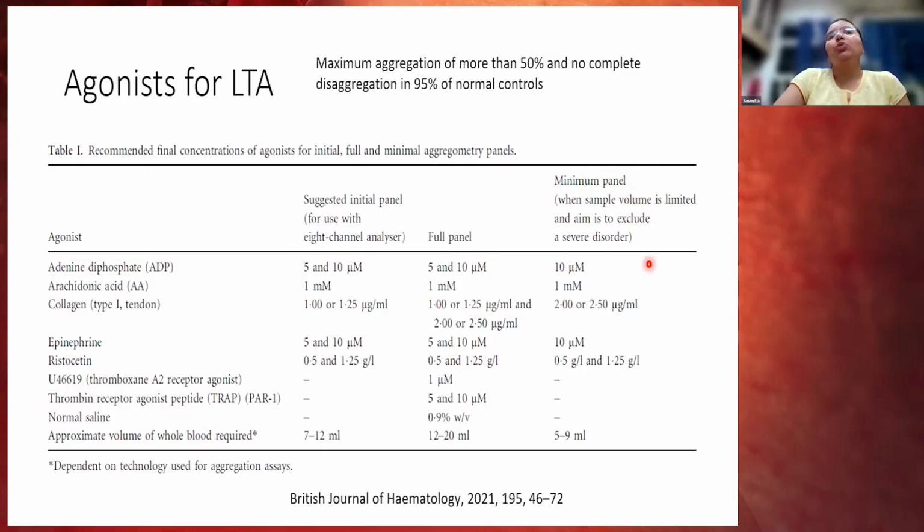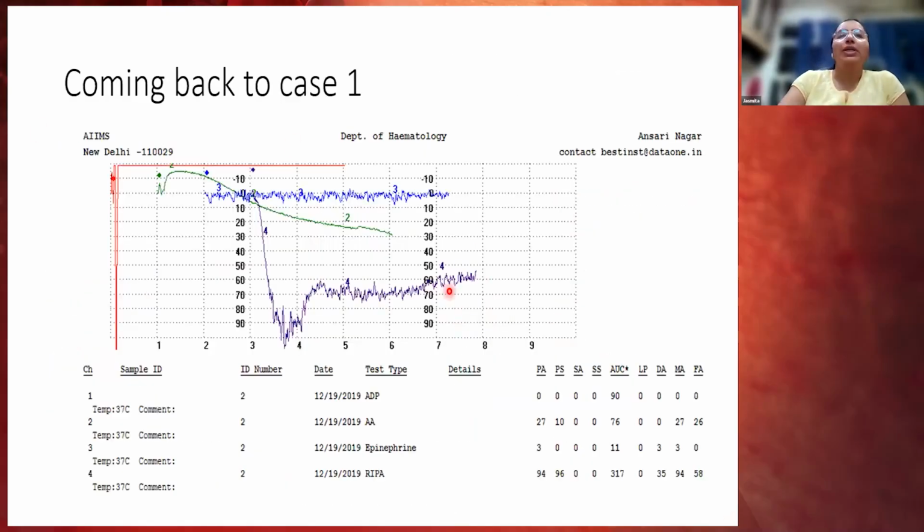For the minimum panel, when you have a small child or you want to exclude a severe disorder alone, then at least ADP, arachidonic acid, collagen, epinephrine, and ristocetin at 2 concentrations should be done. So why do we do ristocetin at 2 concentrations? We'll just see. So let us go back to case 1.